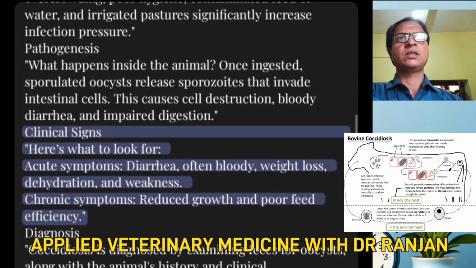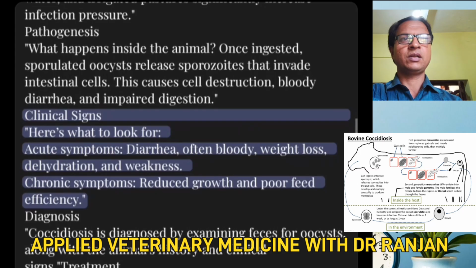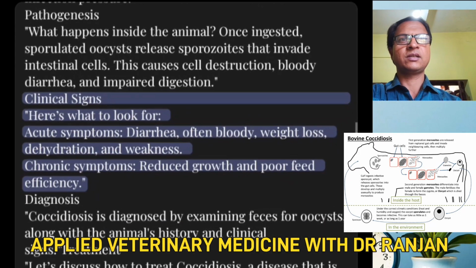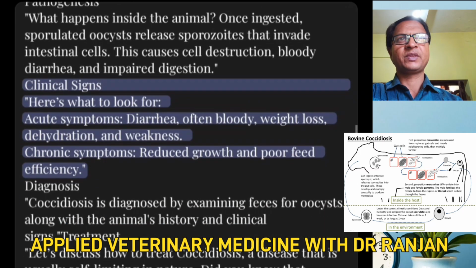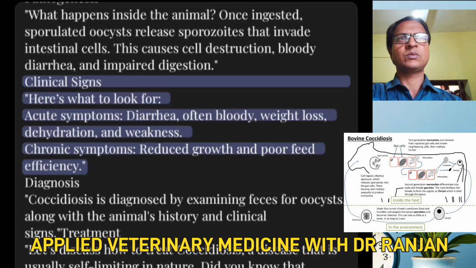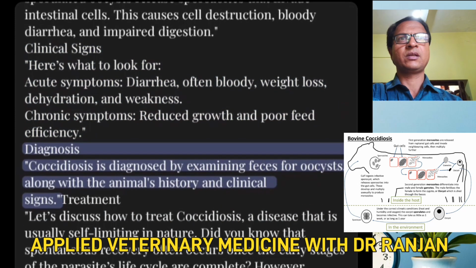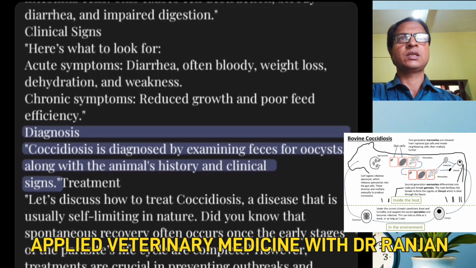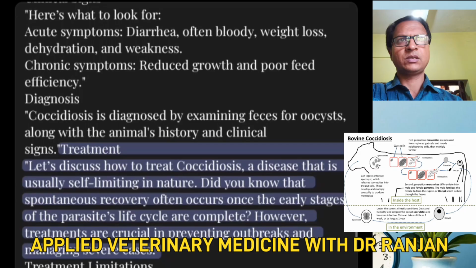Clinical signs. Here's what to look for. Acute symptoms: diarrhea, often bloody, weight loss, dehydration, and weakness. Chronic symptoms: reduced growth and poor feed efficiency. Diagnosis. Coccidiosis is diagnosed by examining feces for oocysts, along with the animal's history and clinical signs.